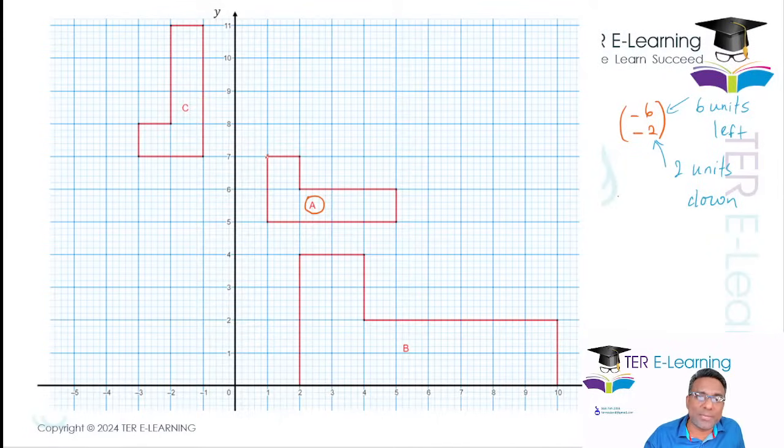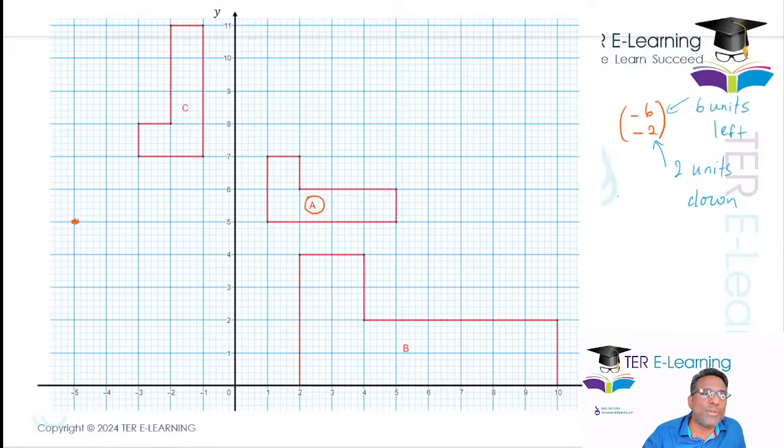So what I will do, you don't have to translate every single point. Let's say I start with this point here, and you want to move 6 units to the left. So you're going to go 1, 2, 3, 4, 5, 6. So this is where it's going to be here. And then you're going to move 2 units down. So we're going to go 1, 2. So this here is the final position, right? That's the final position here. One sec. Let's erase this. So that's the final position there.